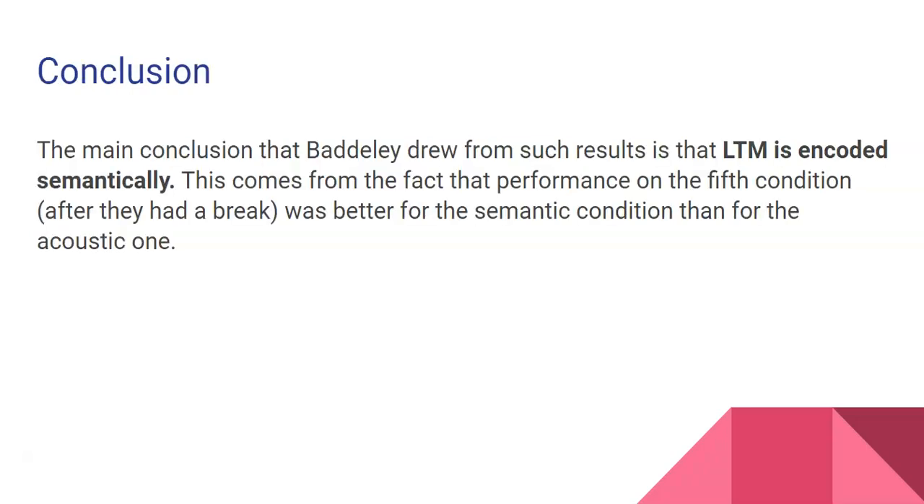So what can we conclude from this? Well, the main conclusion is that Baddeley stated that long-term memory is encoded semantically. So our long-term memory remembers things based on their meaning. This comes from that last condition, that fifth condition where they did it after the break, where performance was better for the semantic condition than the acoustic one. People always remembered the words that were semantically similar, but they did better in that condition after the break.